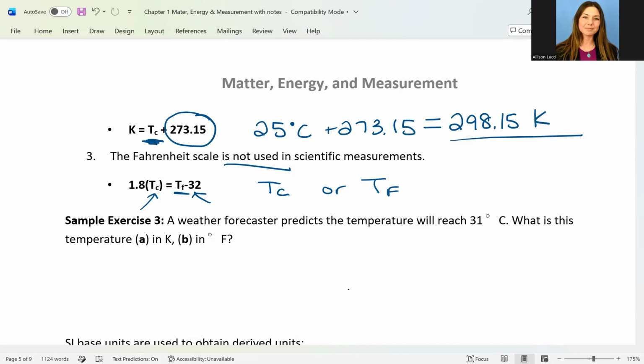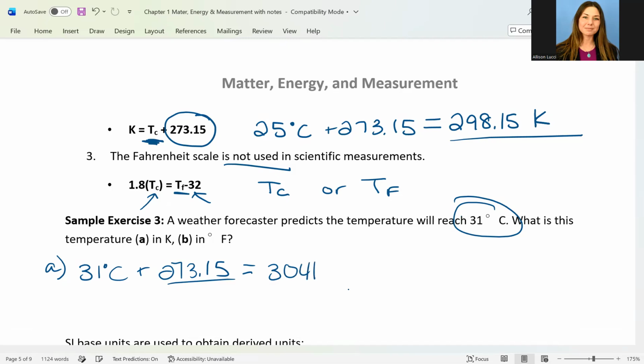So in sample exercise 3 here, we'll utilize this equation. And we can solve for, in part A, the temperature in Kelvin, and then in part B in Fahrenheit. So we have a weather forecaster that predicts the temperature will reach 31 degrees Celsius. We want to know in A again here that temperature in Kelvin. So we just simply take 31 degrees Celsius and we add that 273.15 conversion factor. And we would find, after we rounded, we would have 304 Kelvin.